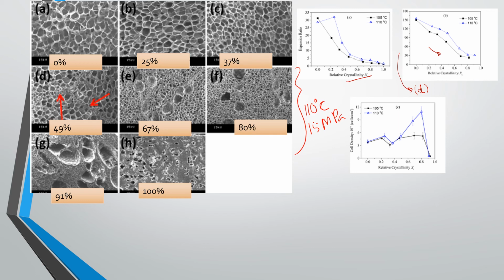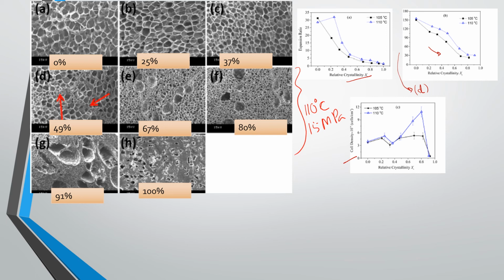So since the diameter goes down, the cell density actually increases as the relative crystallinity increases. So these results show how the bubble sizes decreased with the increasing crystallinity.